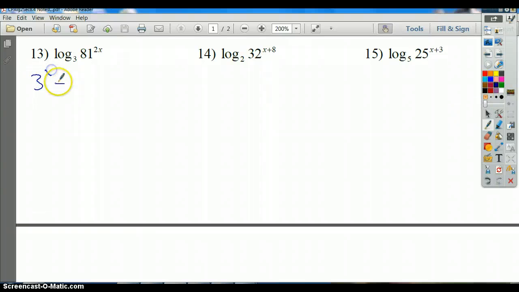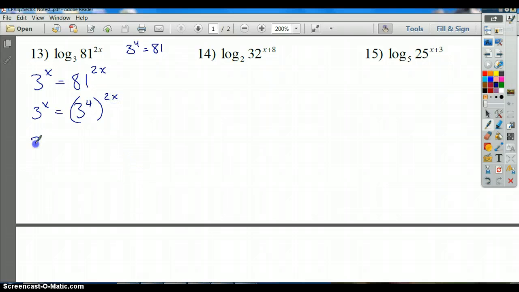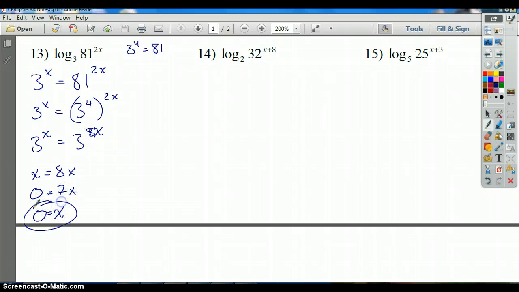3 to the x equals 81 to the 2x. So 3 to the x can't be broken down, but 81 is actually 3 to the 4th. So I'm going to write this as 3 to the 4th being raised to 2x. So basically, this is the following. 3 to the x equals 3 to the 8x, power to a power multiply. 4 times 2x is 8x. So we have x equals 8x. So x is equal to 0. When I divide by 7, 0 divided by 7 is 0.